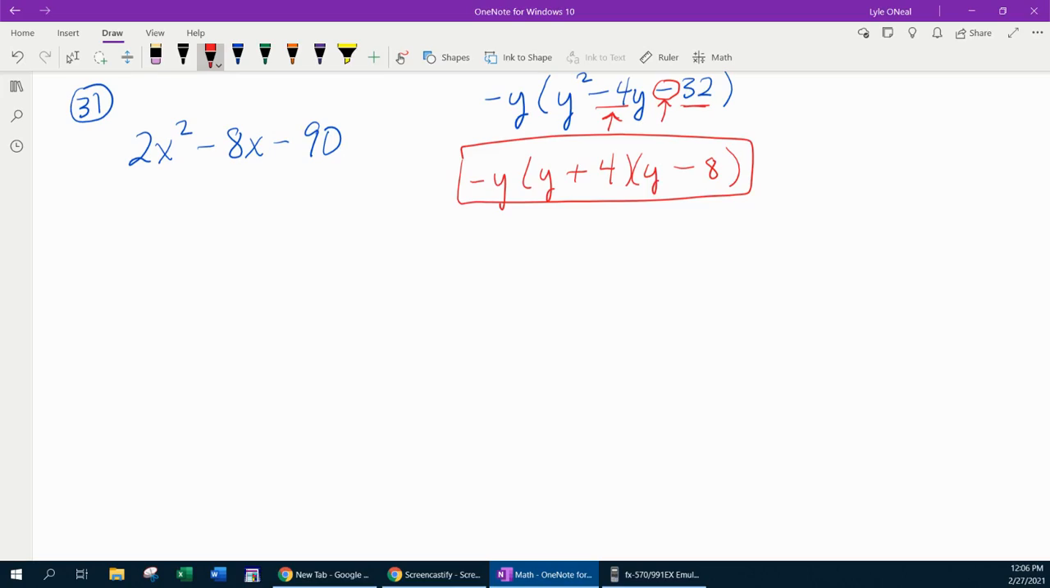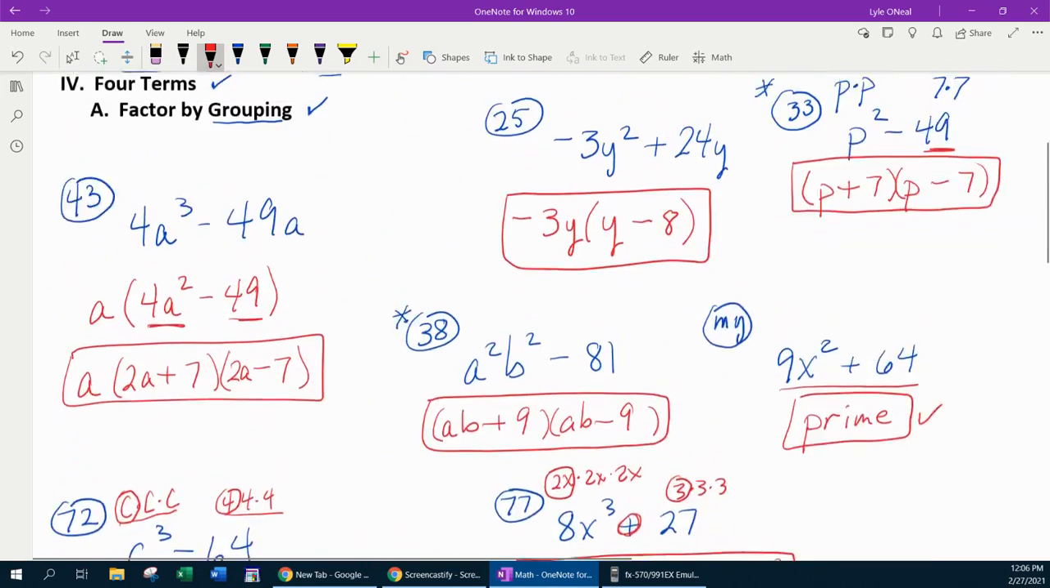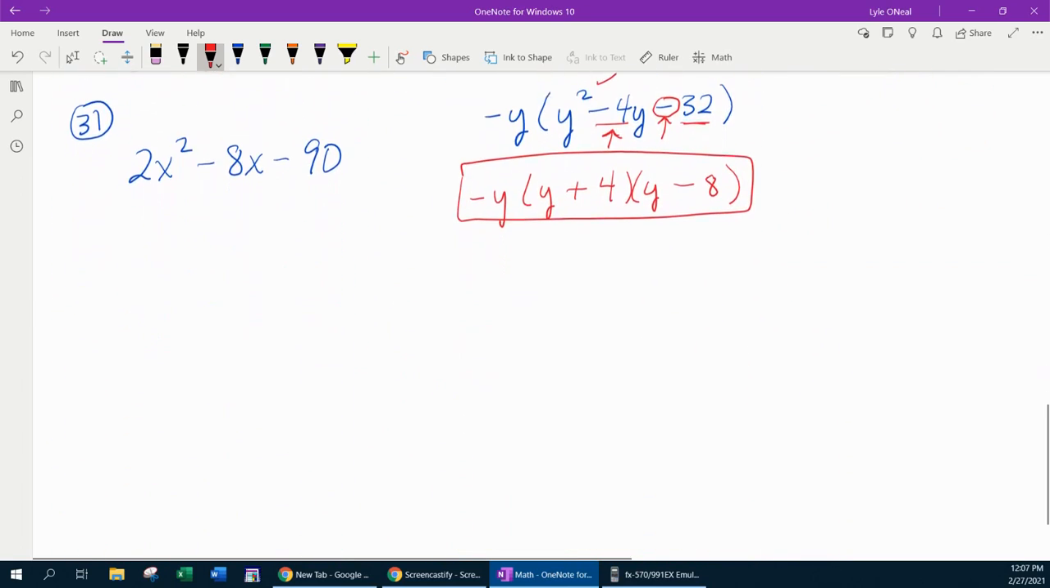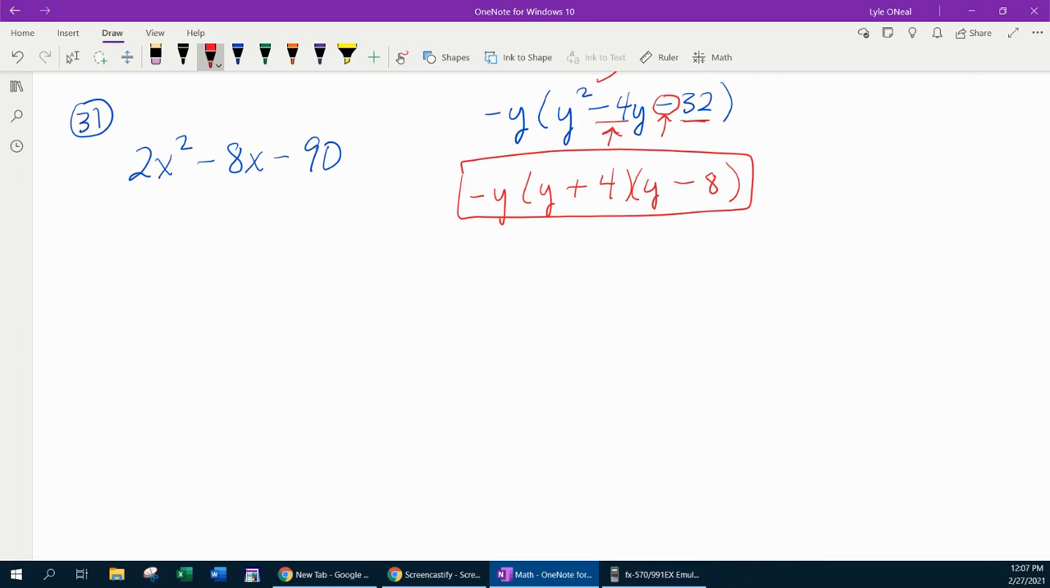Okay, next example, number 31. We have another trinomial. Oh, and remember the checklist says factor out has to come first, right? So we need to look for a common factor that we can factor out before we consider if our trinomial has a lead coefficient. Very important to stress that. So if you're just looking at this and you're not being careful, you might say, uh-oh, this trinomial has a lead coefficient. I need to use a different technique. No, you need to follow the checklist. So 2, 8, and 90 all can be divided by 2. So we are going to have to factor out the 2, which means we are going to have to divide everybody by 2. And that'll leave me with x squared minus 4x minus 45.